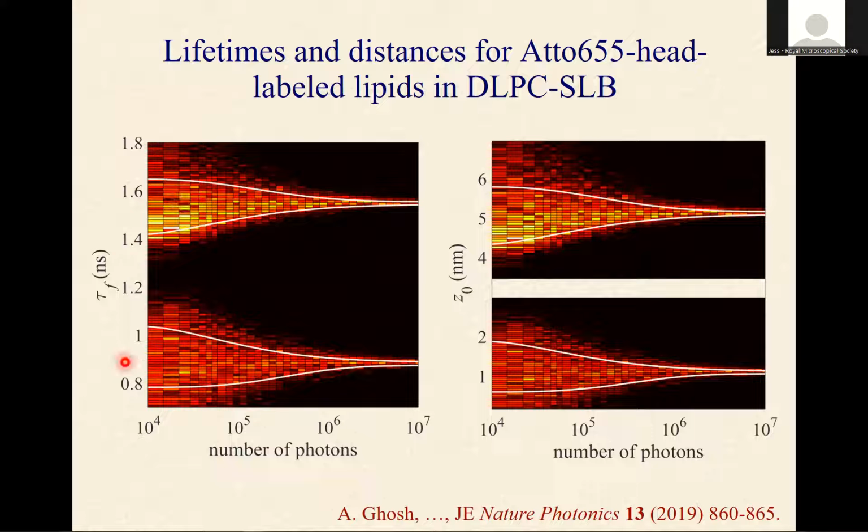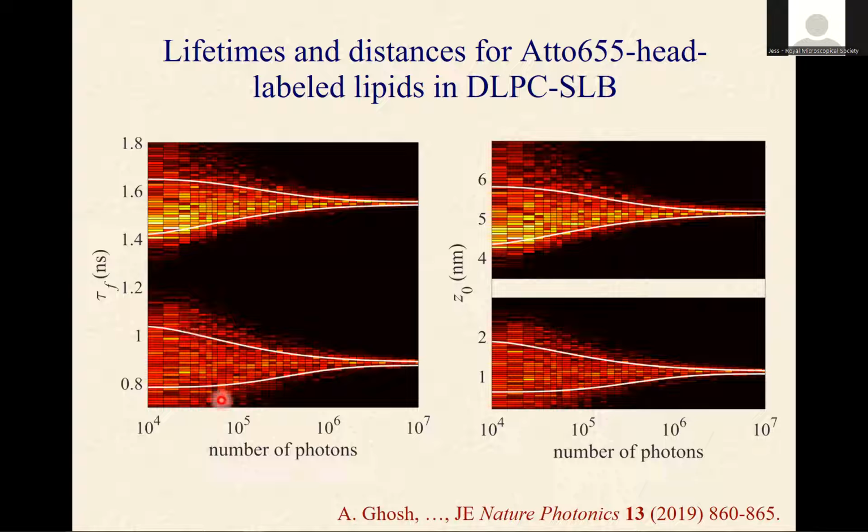What you see here now are exactly these two lifetimes, which are fitted to the measured data. This is the short lifetime component, and the long lifetime component. But of course, if you have only a finite number of photons, let's say 10,000 photons per measurement, then you have a quite substantial spread in your fitting. This is shown here by the width of these distributions. This gives you some idea how accurate the measurement is.